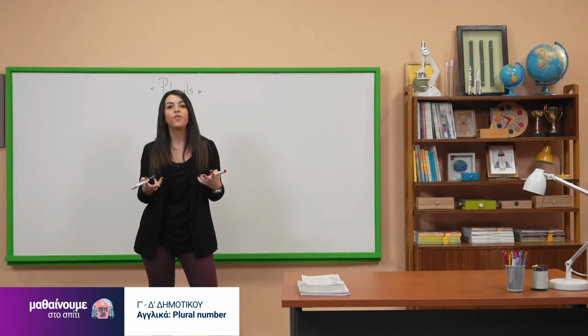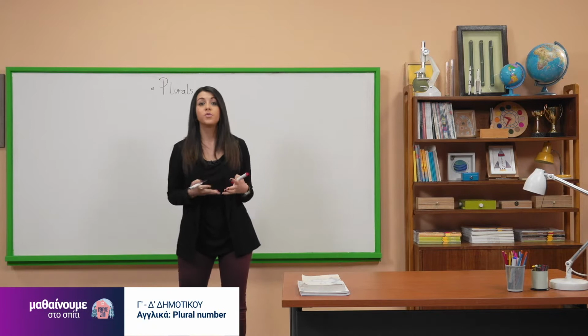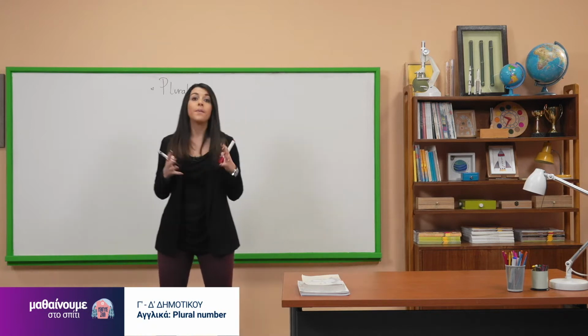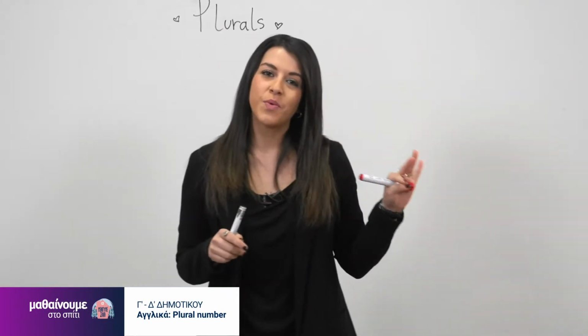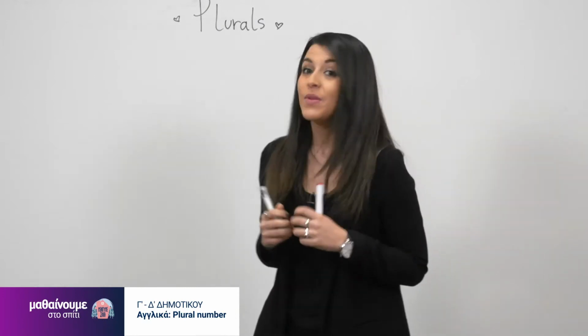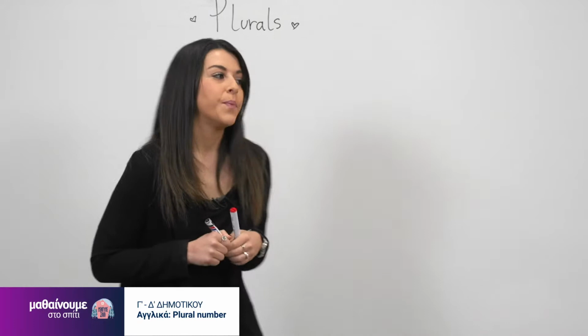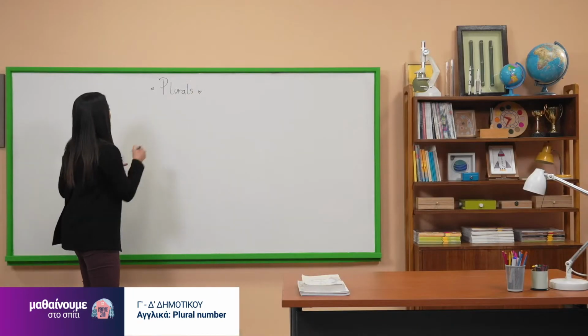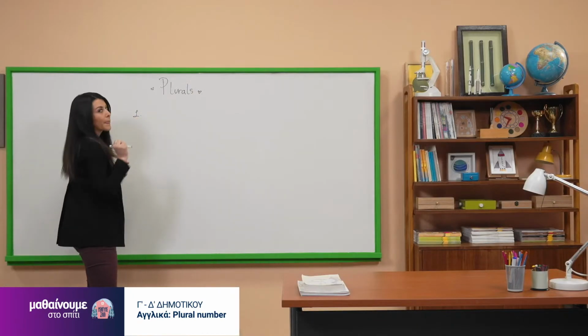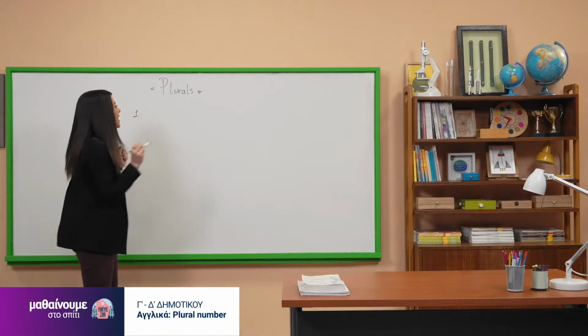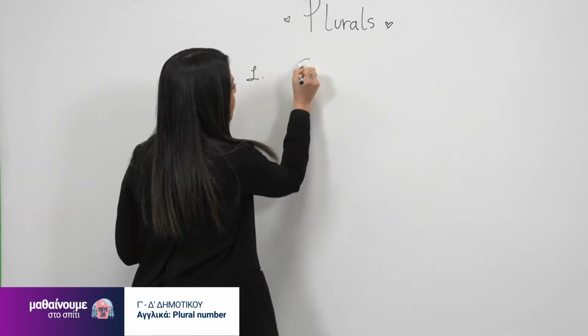So how do we form their plural? There are 4 basic rules, and then an extra one in the end that you will see. So let's start from the very beginning with the first rule, okay? So I will write it here. Rule number 1. We just add S in the end of the noun.